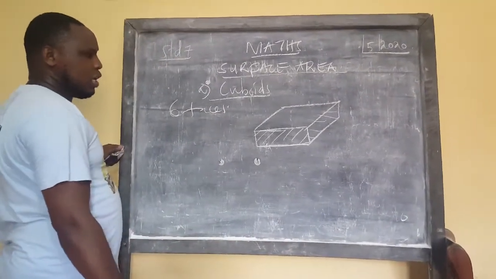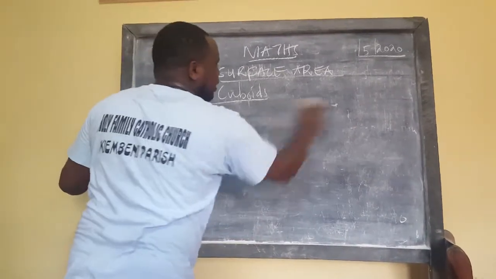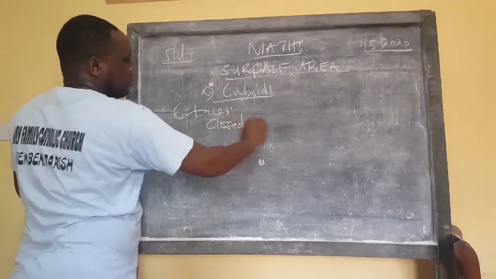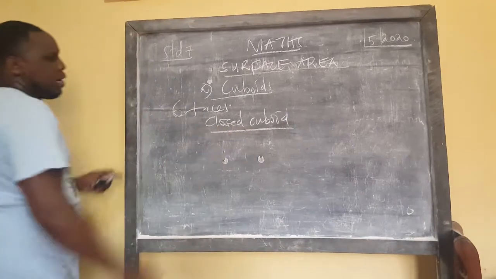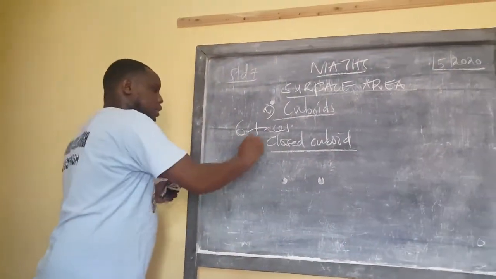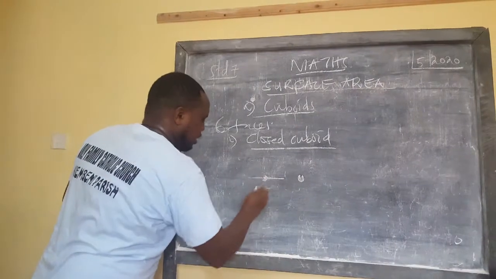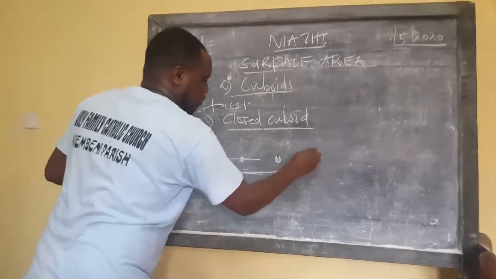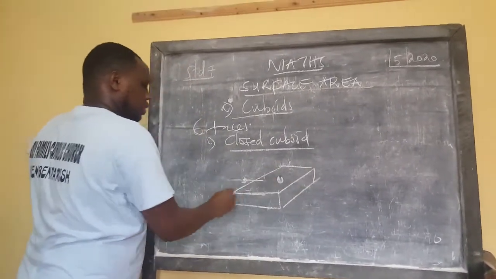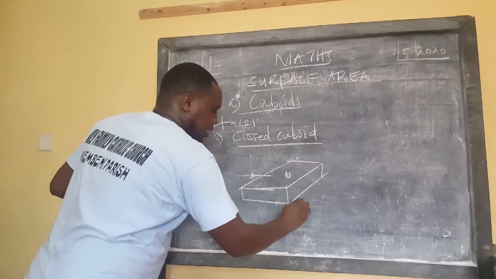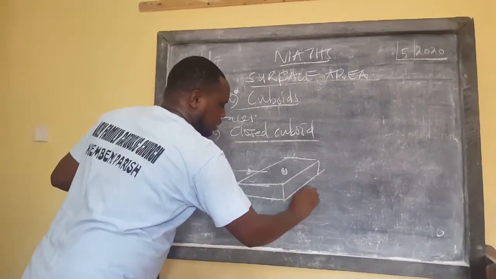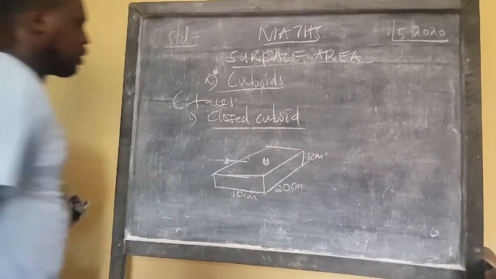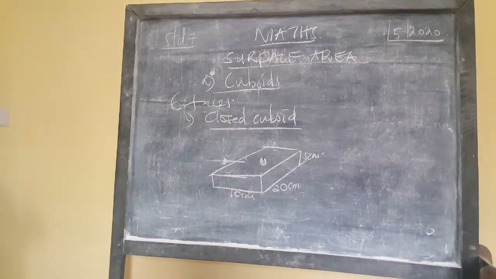And so, if you want to get area of a cuboid, we begin with a closed cuboid. When you want to get area of a closed cuboid, we'll draw an example here of a closed cuboid, which is going to have 20 centimeter by 10 centimeter by 5 centimeter. So you want to get the area of this closed cuboid.